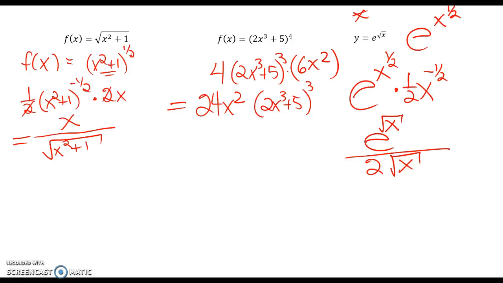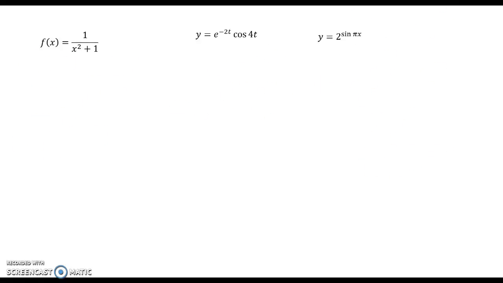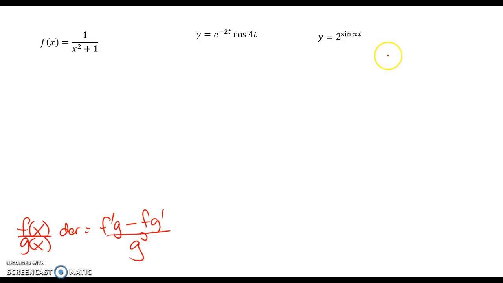All right, let's try a few more. And these will also be the quotient rules too. This will be the quotient rule. Let's remember what the quotient rule says. If you have a quotient f of x over g of x, the derivative is f prime g minus f g prime over g squared. So we're going to do a mixture of these things here.